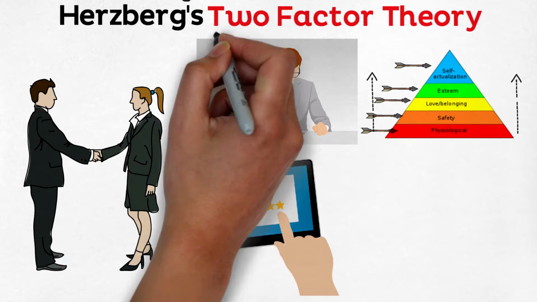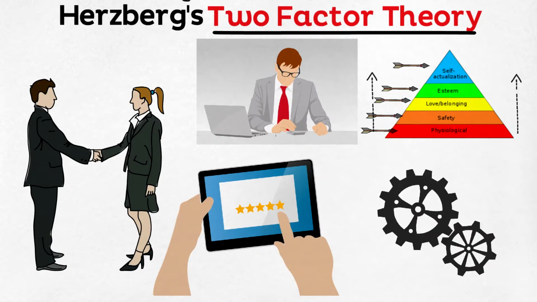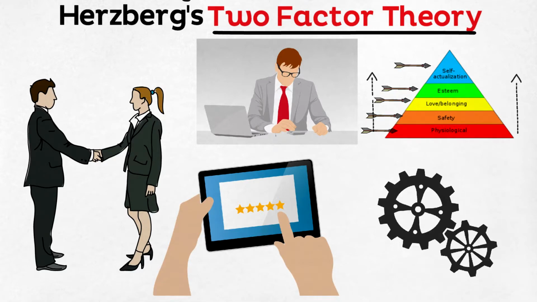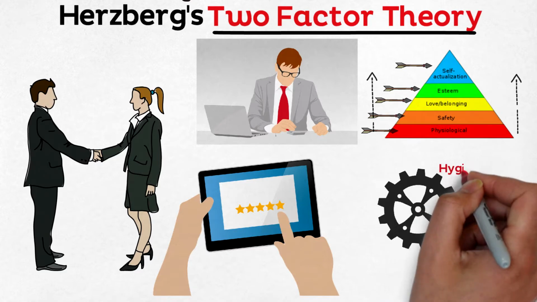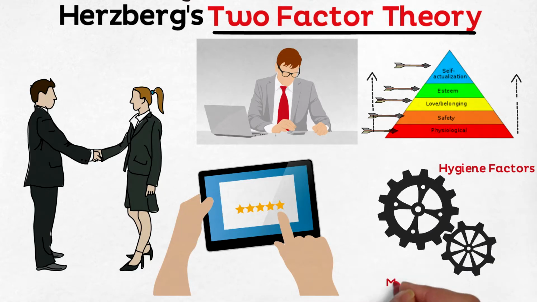Herzberg added a new dimension to this theory by proposing a two-factor model of motivation based on the notion that the presence of one set of job characteristics or incentives leads to worker satisfaction at work, while another and separate set of job characteristics leads to dissatisfaction at work.